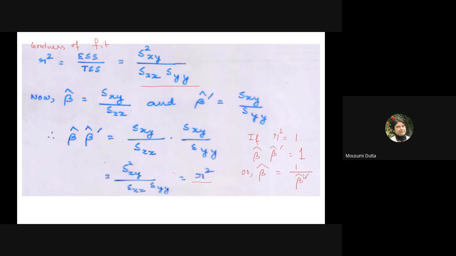Show that the simple regression line of yi against xi coincides with the simple regression line of xi against yi.